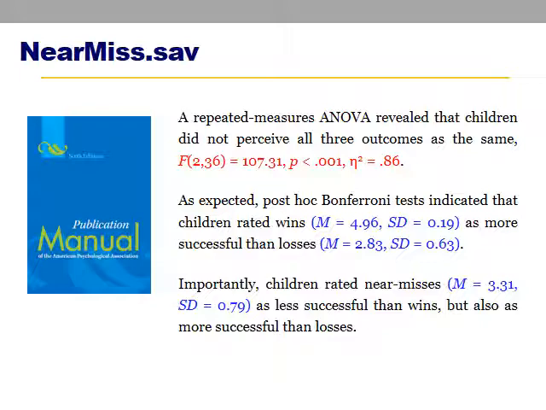Near misses, however, were rated as significantly different from both wins and losses. According to our Bonferroni tests, kids perceived near misses as less successful than wins, but also as more successful than losses. In other words, all three of these outcomes, wins, near misses, and losses, were all perceived as different by the kids in this study.